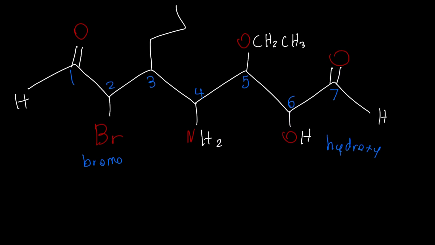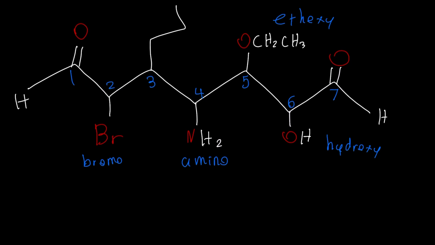Now the names of the other substituents, this one's going to be amino. NH2 is always amino as a substituent. And then this right here is an ether with 2 carbons. An ether with 2 carbons is called ethoxy. If it was 1 carbon, it would be methoxy. So that's the names of all of our substituents.